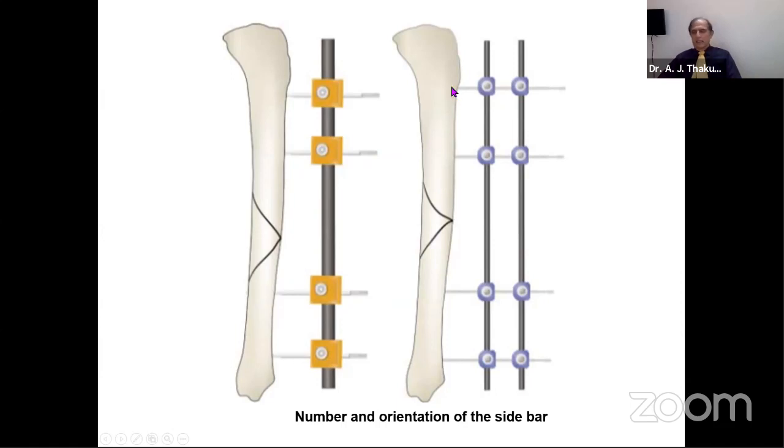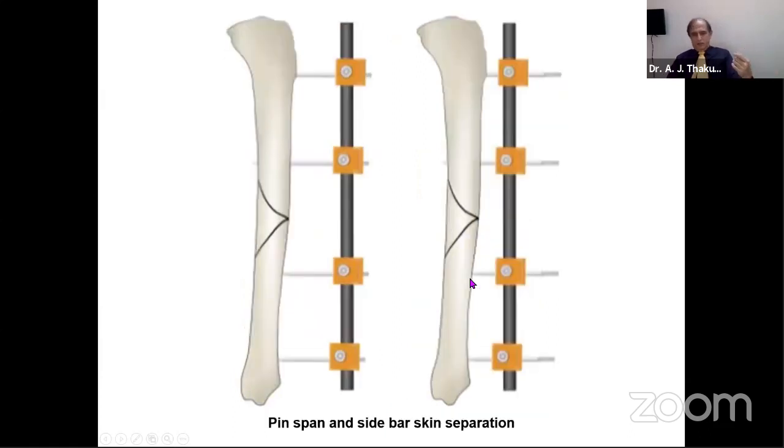Number, again: if the pins and the bars are in the direction of the force that caused the fracture, in the same plane as the plane of the fracture, then it will be strongest. If it is at 90 degrees to the plane of the force that caused the fracture, it will be the weakest. And between the plane and the 90 degrees, it will be half and half. We'll talk about the plane of the fracture a little later, but the orientation of the pins at the sidebar could make a difference in the stability of the fracture.